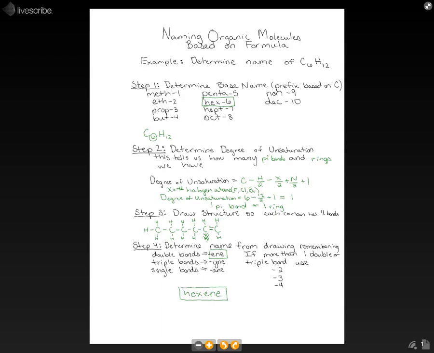And just as a note, if we had multiple double bonds, we would use these prefixes with the suffix. So it would be diene if you had 2 double bonds, triene if you had 3, or tetraene if you had 4. There's more than that, but this will be sufficient for most stuff you'll probably do. The same goes for triple bonds, with -yne: diyne, triyne. So yeah, and hopefully this helps out.